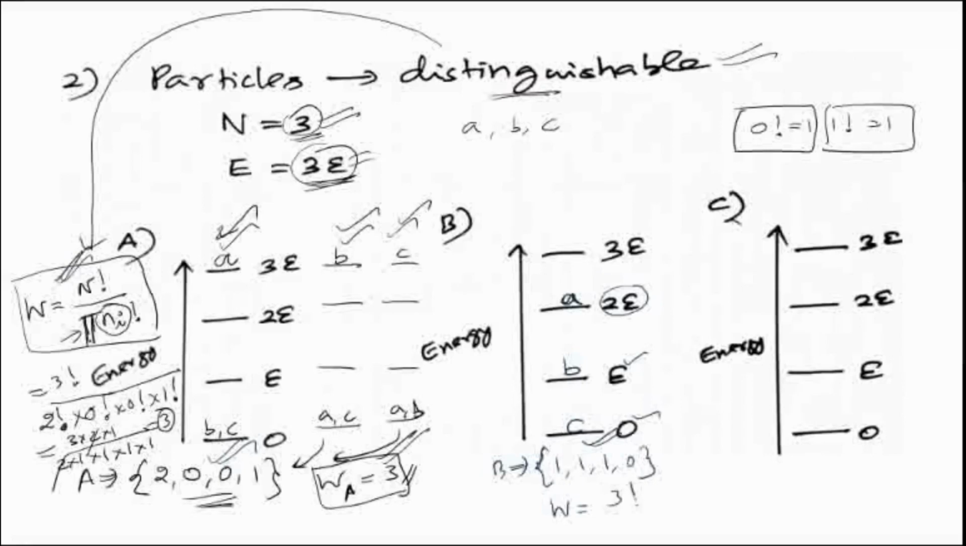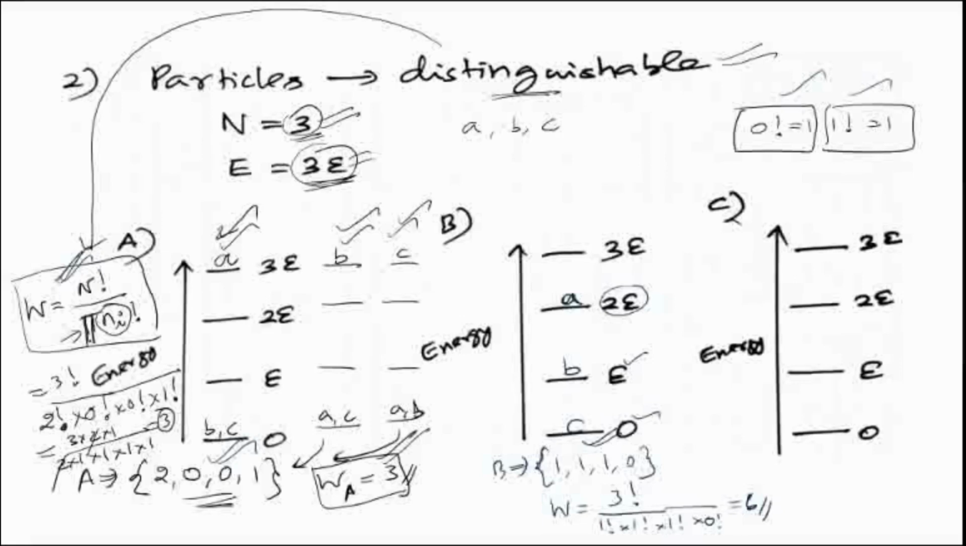So the total number of particles is 3, so 3 factorial divided by the ground level, which has 1 particle, 1 factorial, the next level has 1 particle, the next level has 1 particle, and the last level has no particle, 0 factorial. And as we all know, the value of 0 factorial is 1, and 1 factorial is also 1. Therefore, the answer is 6, because 3 factorial can be written as 3 into 2 into 1, and in the denominator all the values are 1. So you'll get the answer as 6.